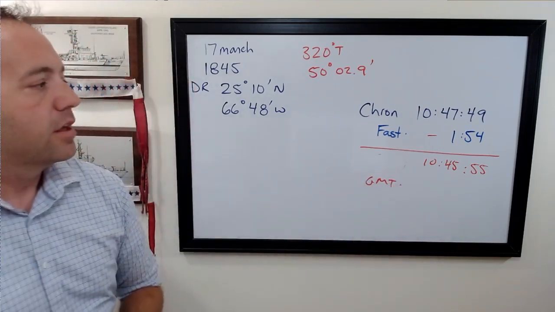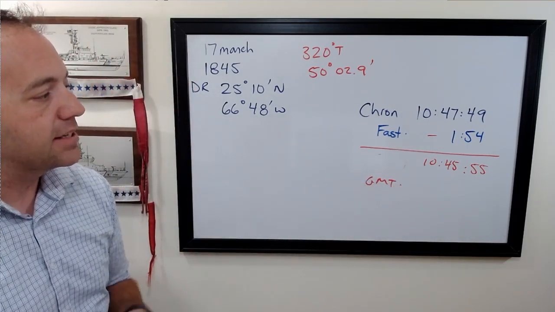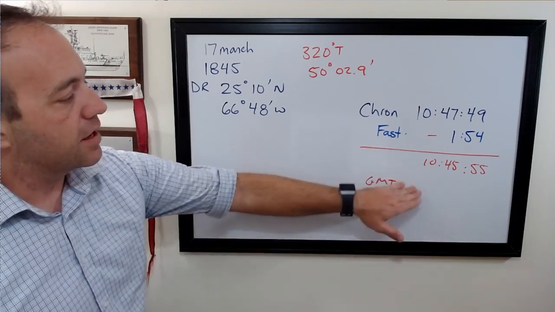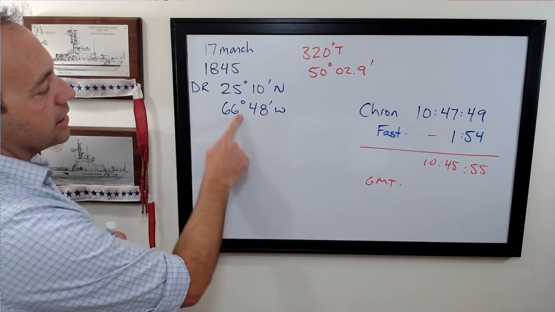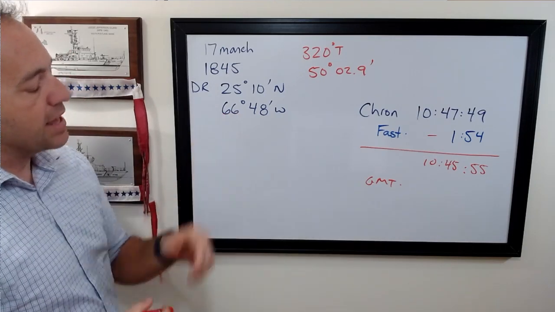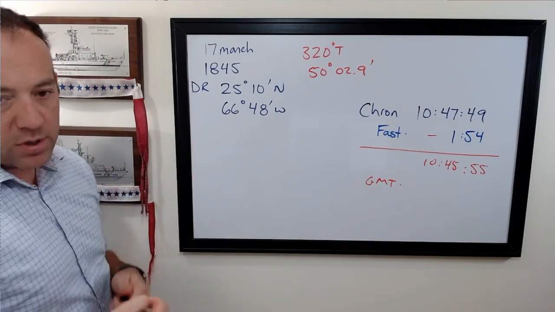That's our goal. All right, so 10:45 is the corrected chronometer. Sorry, I wrote that in the wrong spot. We're going to look for GMT. Now, our dead reckoning longitude is 66°48' west. So what does that mean for us?